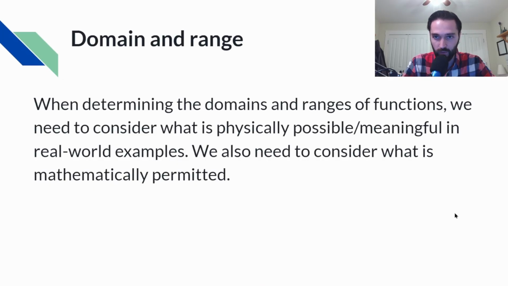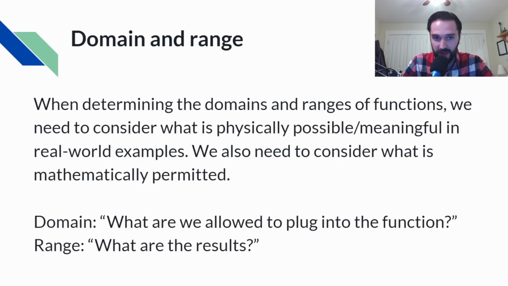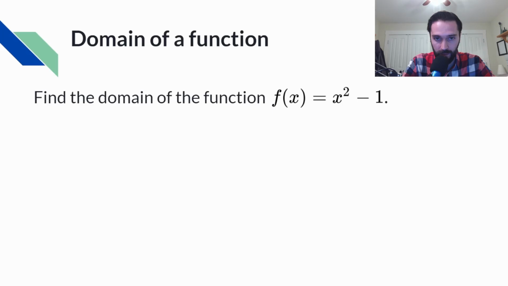When determining the domains and ranges of functions, we need to consider what is physically possible and or meaningful in real-world examples. And we also need to consider what is mathematically permitted. We can't have division by zero, and we can't have negative numbers under square roots. So the domain is actually the answer to the question, what are we allowed to plug into the function? And the range is the answer to the question, what are the results? Okay, let's try an example.